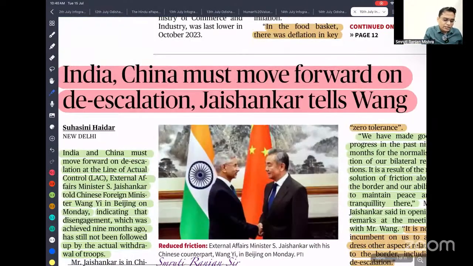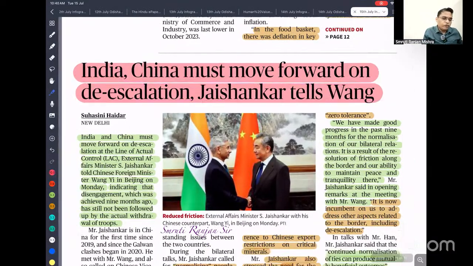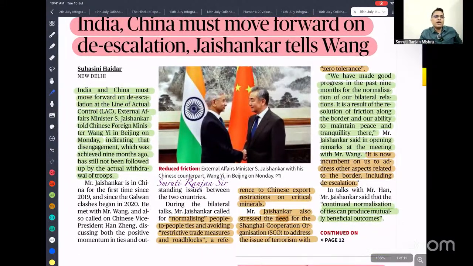So next important article is India, China must move forward on de-escalation, S Jaishankar tells Wang. We know that recently we are remaking, or you can say correcting, our relationship with China. Our relationship was on a negative trajectory after Galwan Valley, and there were so many issues post pandemic that we have seen.